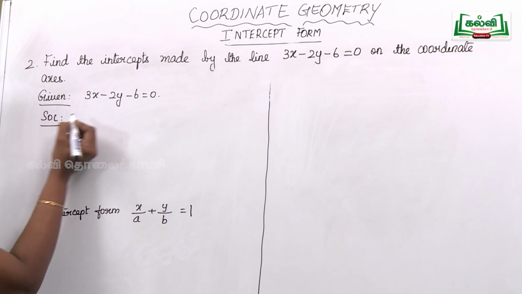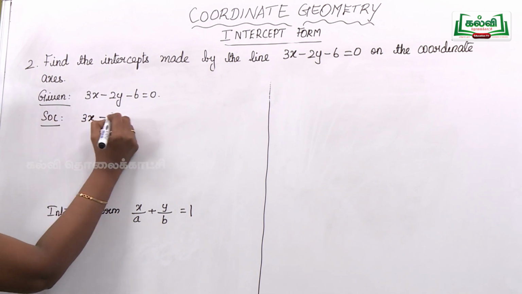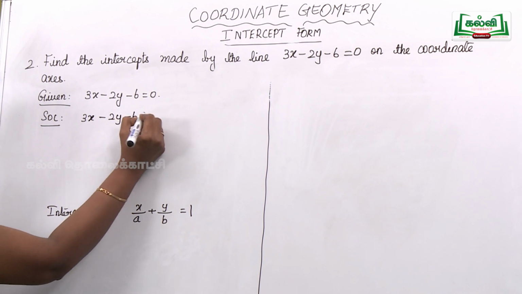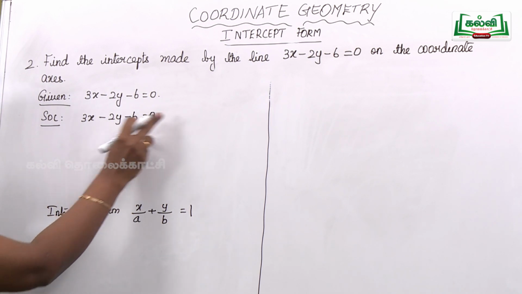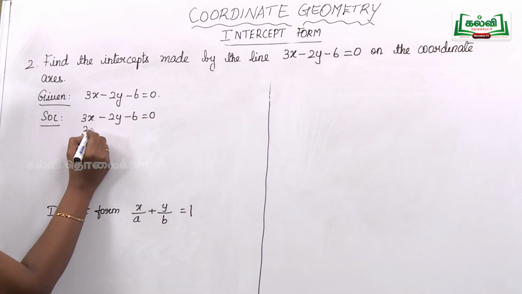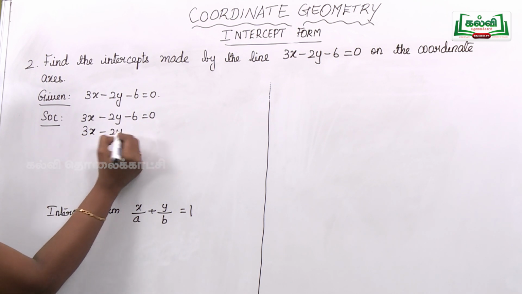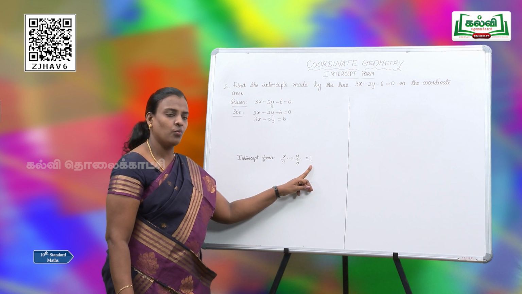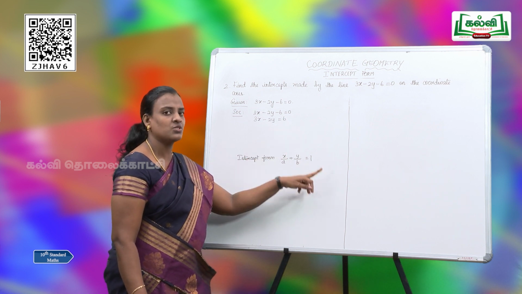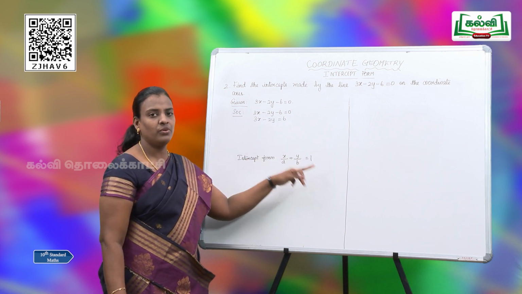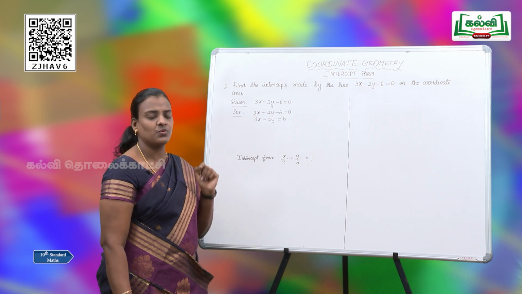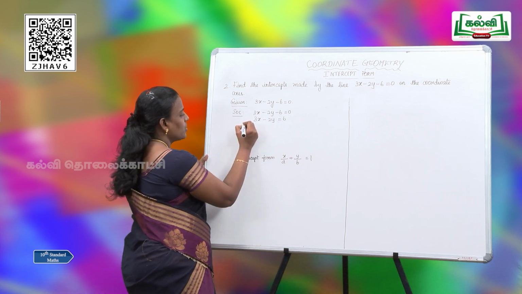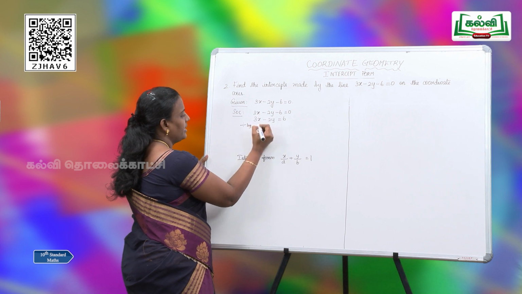So, I am going to bring this constant to the other side. Solution. 3x minus 2y minus 6 is equal to 0. So, minus 6 I will bring to the other side. So, I get 3x minus 2y is equal to 6. But here it is given as is equal to 1. So, how can I make this 6 as 1? Very good. I will divide it by 6. So, 6 and 6 will get cancelled. I will get 1.